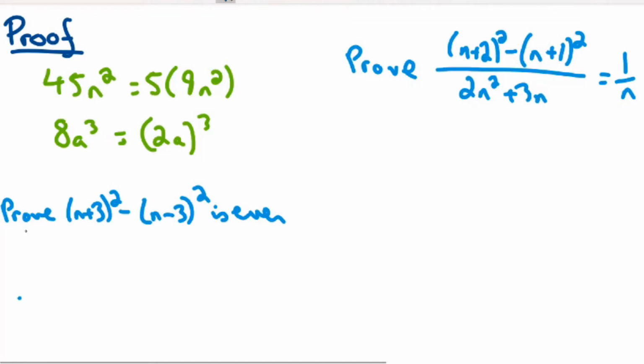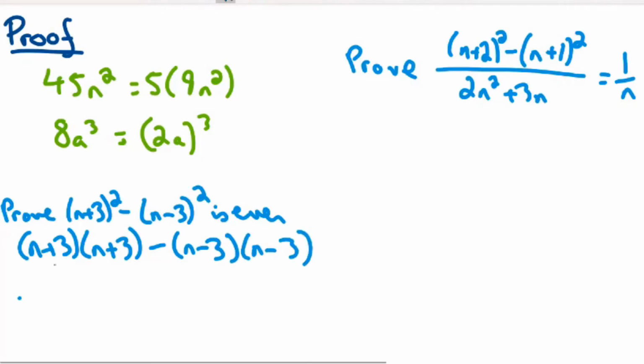In this case, n plus 3 squared is going to be n plus 3, n plus 3, and then the n minus 3 squared, n minus 3, n minus 3. Timesing these out by expanding your double brackets. So first times first, n times n is n squared. Outer, n times 3 is 3n. Inner, 3 times n is another 3n. And then 3 times 3 for the last is 9.